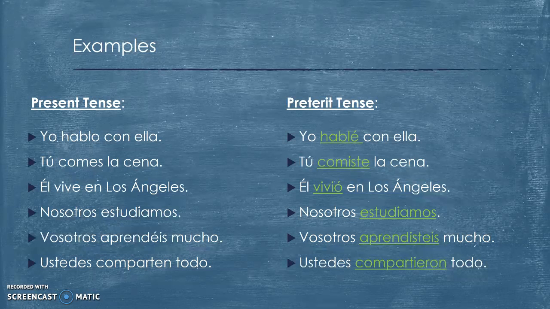The only case where we have a change is for ER verbs because a verb like comer would be comemos, EMOS, but in the preterite it becomes comimos, IMOS. But for AR verbs and IR verbs, there's actually no change. Vosotros aprendéis becomes vosotros aprendisteis. And ustedes comparten, an IR verb, becomes ustedes compartieron. Todo. So that's how we're going to conjugate in the preterite.